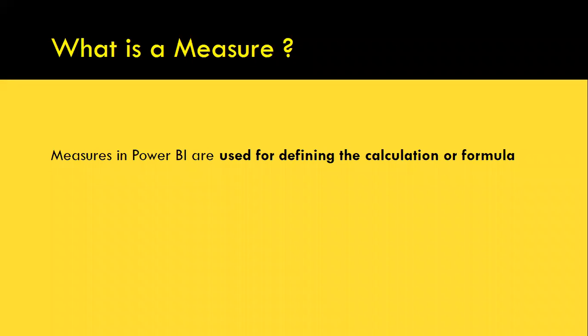So next one is the measure. What is a measure? Measures in Power BI are used for defining the calculation or formula. It helps us to perform computations or calculations on your data as you interact with your reports. In that kind of situation, we use measures. Think of a calculated column this way: when you use it, it will become part of your table. Already you have 10 columns. Now you created a new calculated column based on the existing columns, so you have made this calculated column part of the existing table's columns.